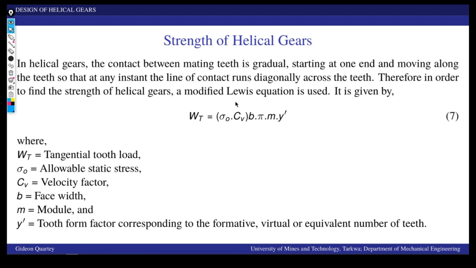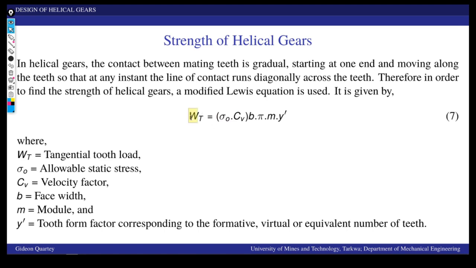Now let's look at the strength of a helical gear. In a helical gear, the contact between the mating teeth is gradual, starting at one end and moving along the teeth, so that at any instant the line of contact runs diagonally across the teeth. Therefore, in order to find the strength of helical gears, a modified Lewis equation is used, and that equation is given by this. You see that this is similar to the Lewis equation used in the design of spur gears.